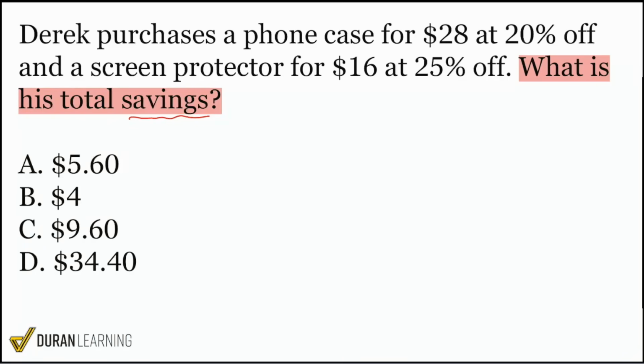So we're talking about our friend Derek here. Purchases a phone case for $28 at 20% off, and a screen protector for $16 at 25% off. What are the total savings? So everyone answer me this before we get started on the calculation. Are we able to take a shortcut in this problem and add these prices together and then calculate a percentage? Yes or no? Okay, I'm hearing a lot of no's here.